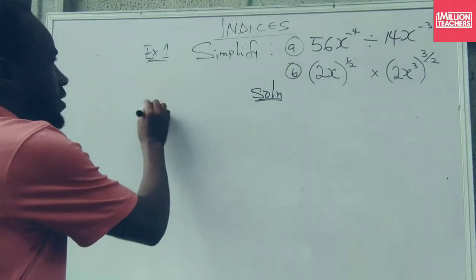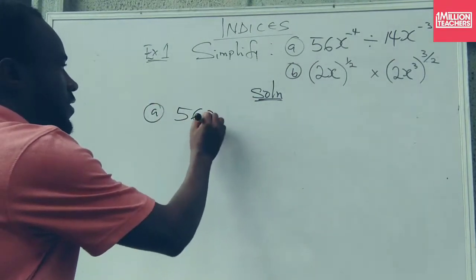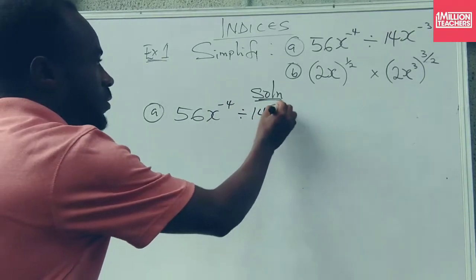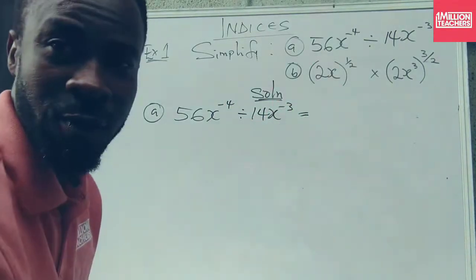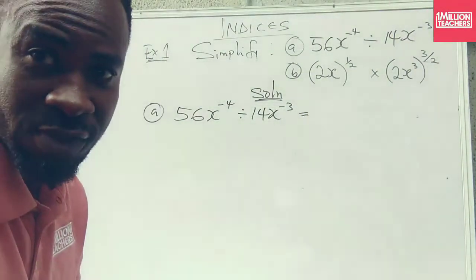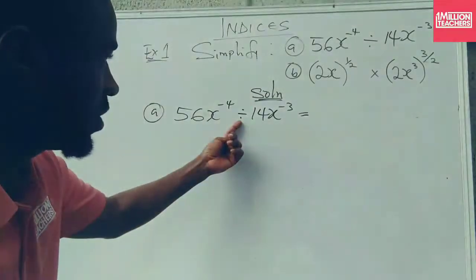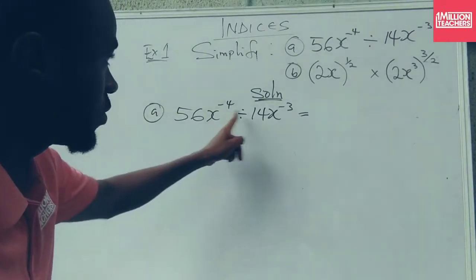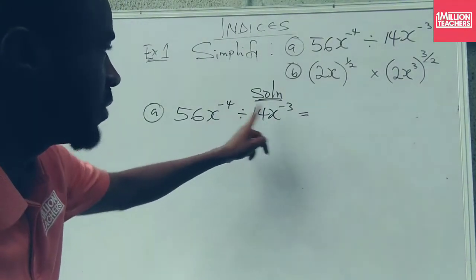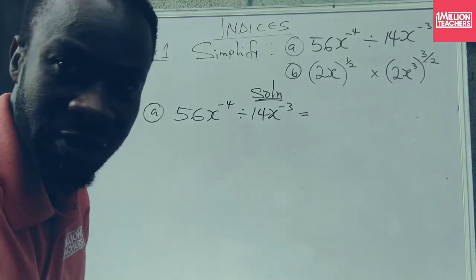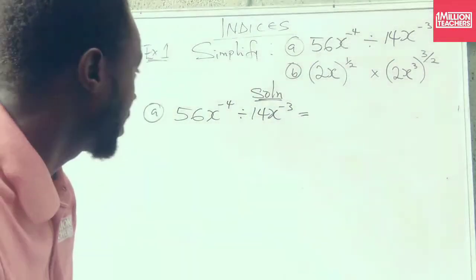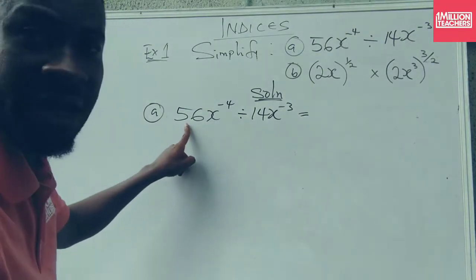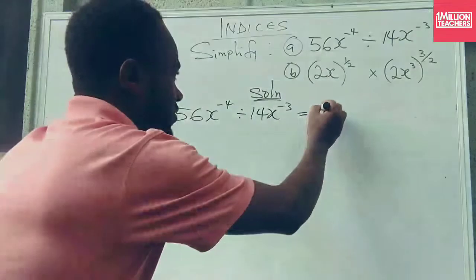The first one is 56x to the power minus 4 divided by 14x to the power minus 3. Now what is happening here? You can see that we have the division sign here, so we are going to apply the division law. And then you can see that we also have negative numbers here, which means it may probably lead us also to the negative index law. Now let's apply our division law. 14 divided into 56 gives us 4.